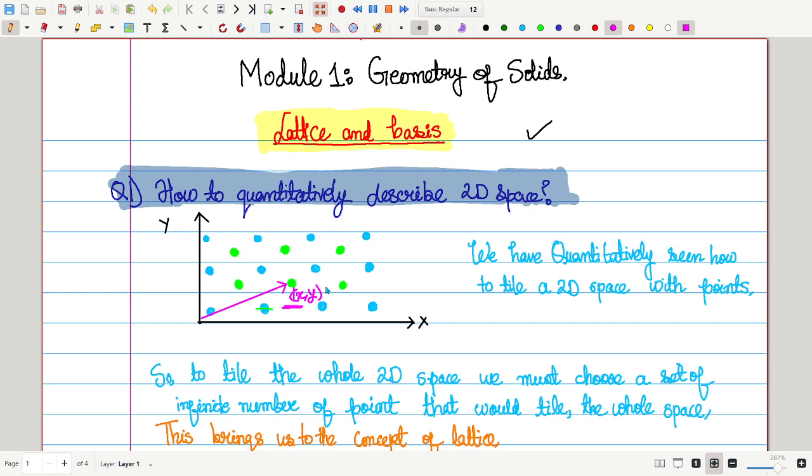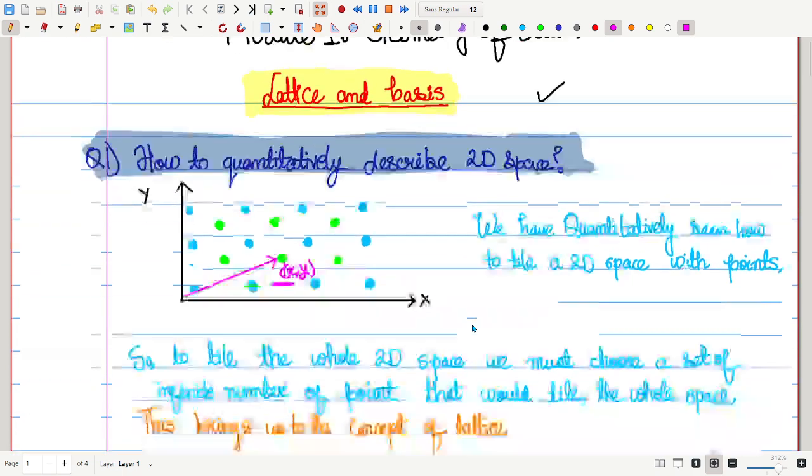It's not an amorphous material, it's a crystalline material. The solids that we are going to deal with are crystalline, they have order. And we have to leverage that order. We can't go with the general procedure because it will not give us any efficiency. Okay, so basically, what we will do is we will tile the 2D space with points.